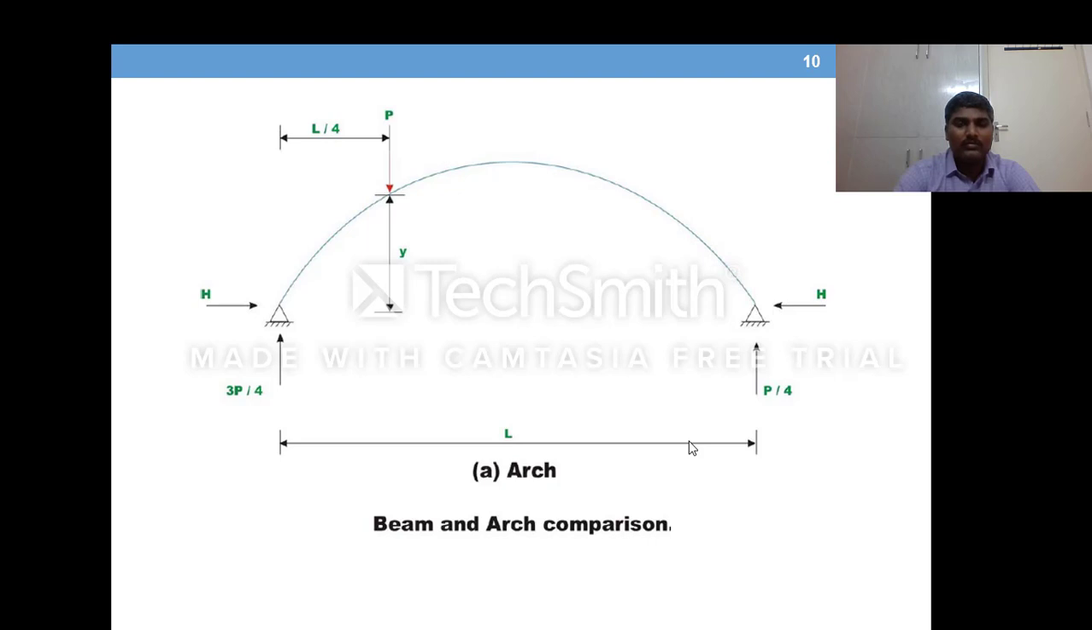So there is an arch taken, which is just an example. We have a point load P applied at L by 4 distance from the left, and you can see the reactions are: the vertical reaction at the left support is 3P by 4, and the vertical reaction at the right support is P by 4.